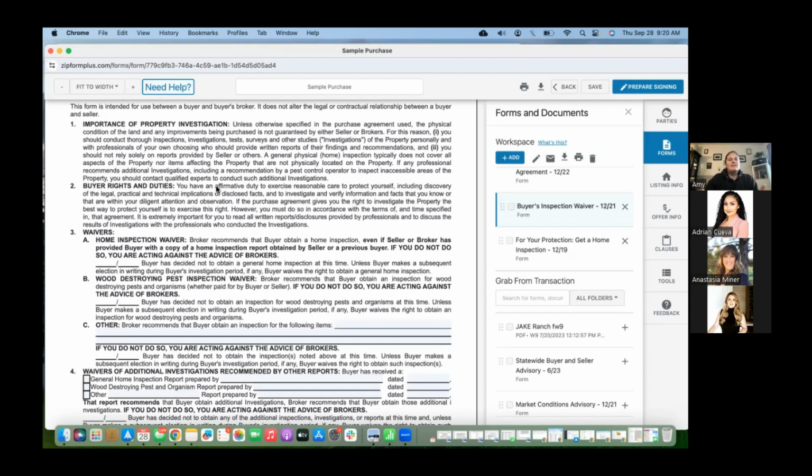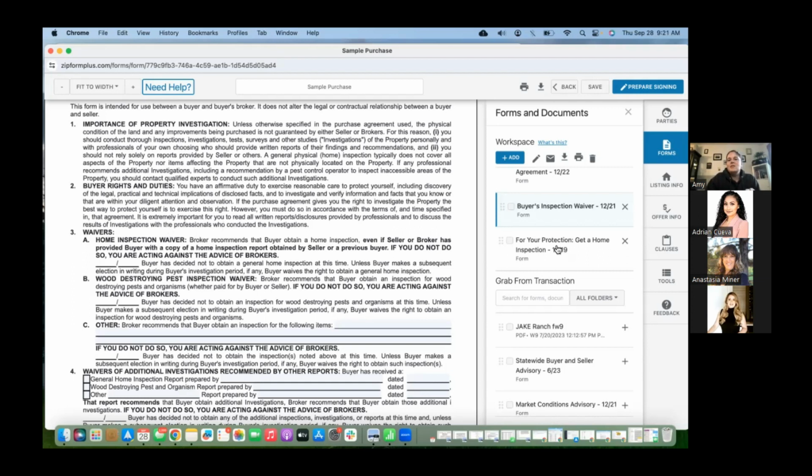All right. So, importance of property investigation. Section 2 is buyer's rights and duties. You have an affirmative duty to exercise reasonable care to protect yourself, including discovery of the legal, practical, and technical implications of disclosed facts, and to investigate and verify information and facts that you may know that are within your diligent attention and observation. If the purchase agreement gives you the right to investigate the property, the best way to protect yourself is to exercise this right. However, you must do so in accordance with the terms of and time specified in that agreement. It is extremely important for you to read all written reports and disclosures provided by professionals, and to discuss the results of investigations with the professionals who conducted the investigations.